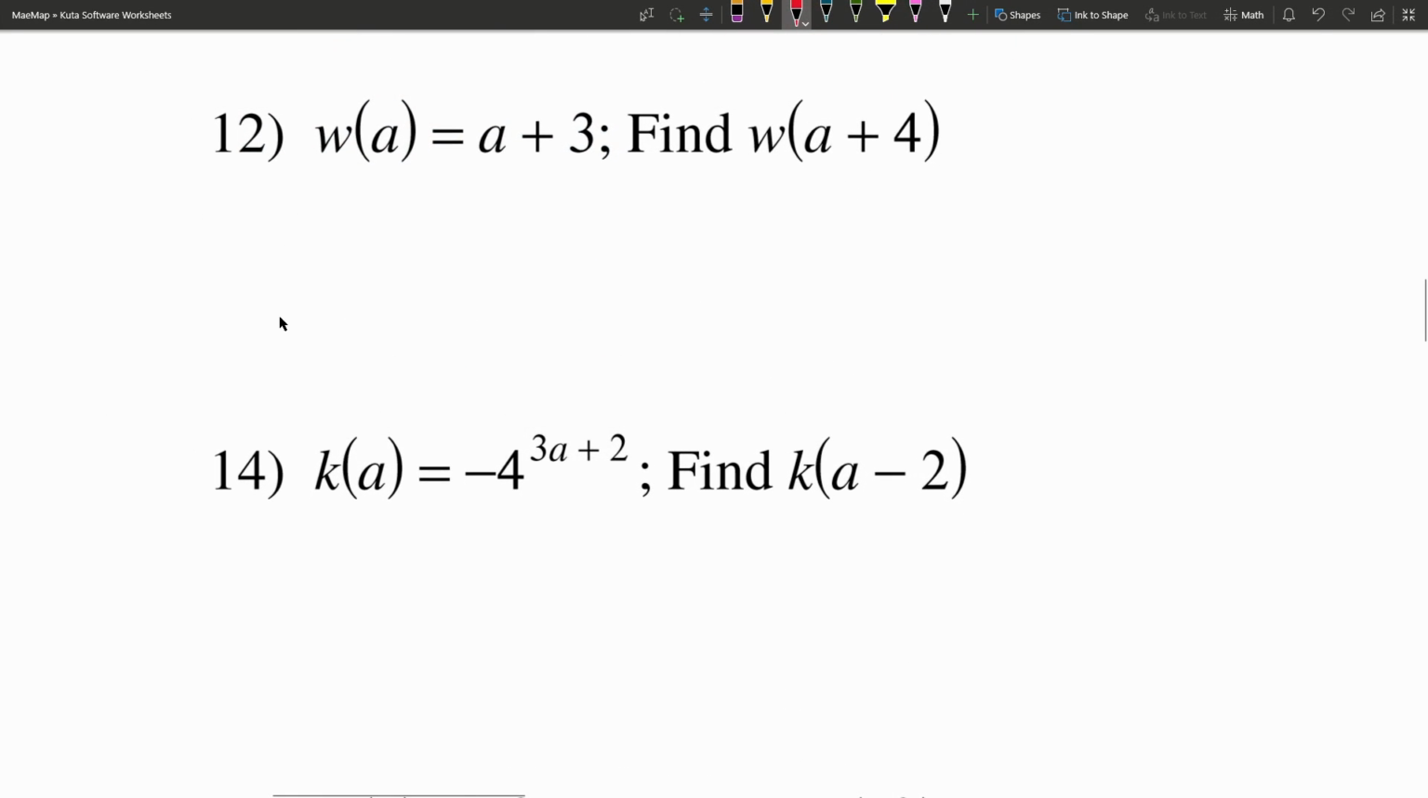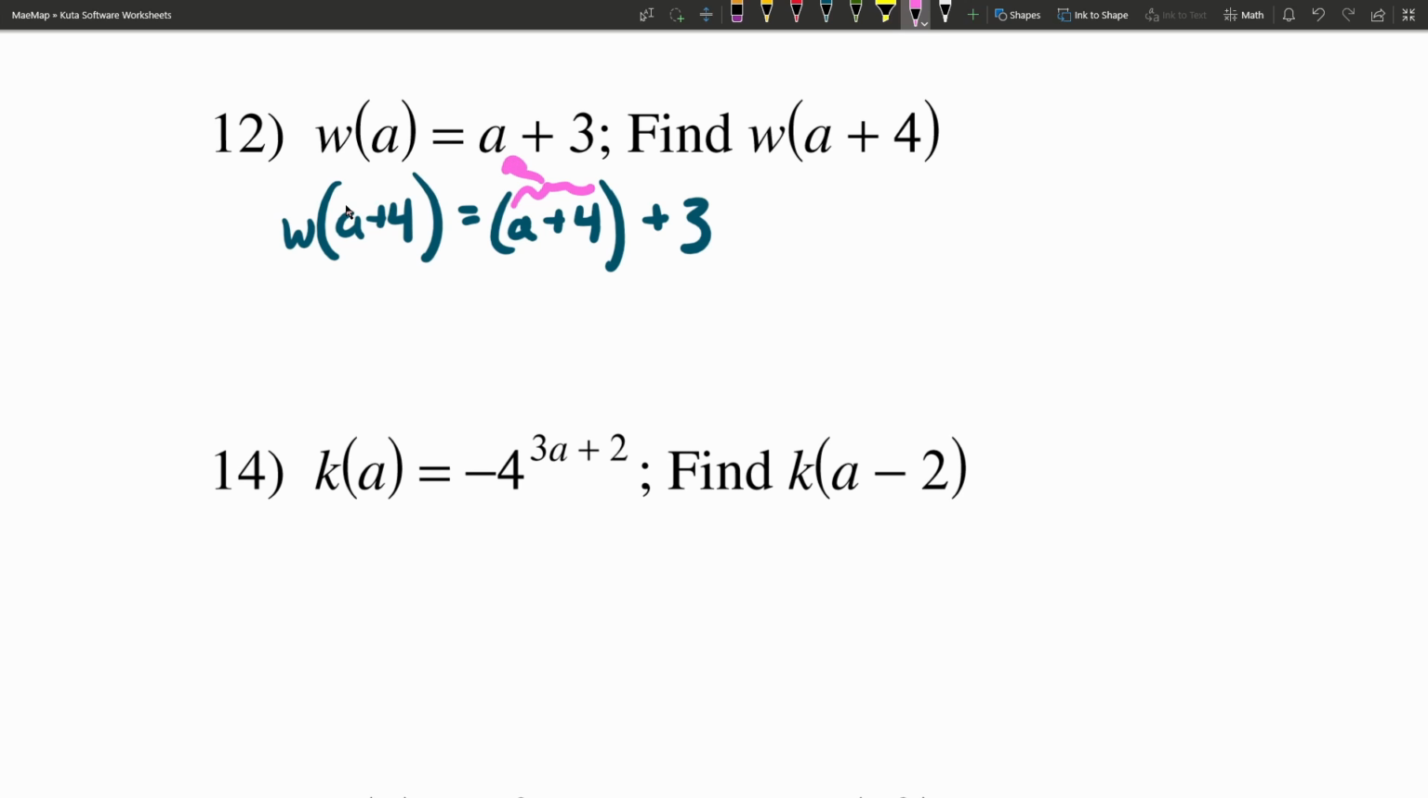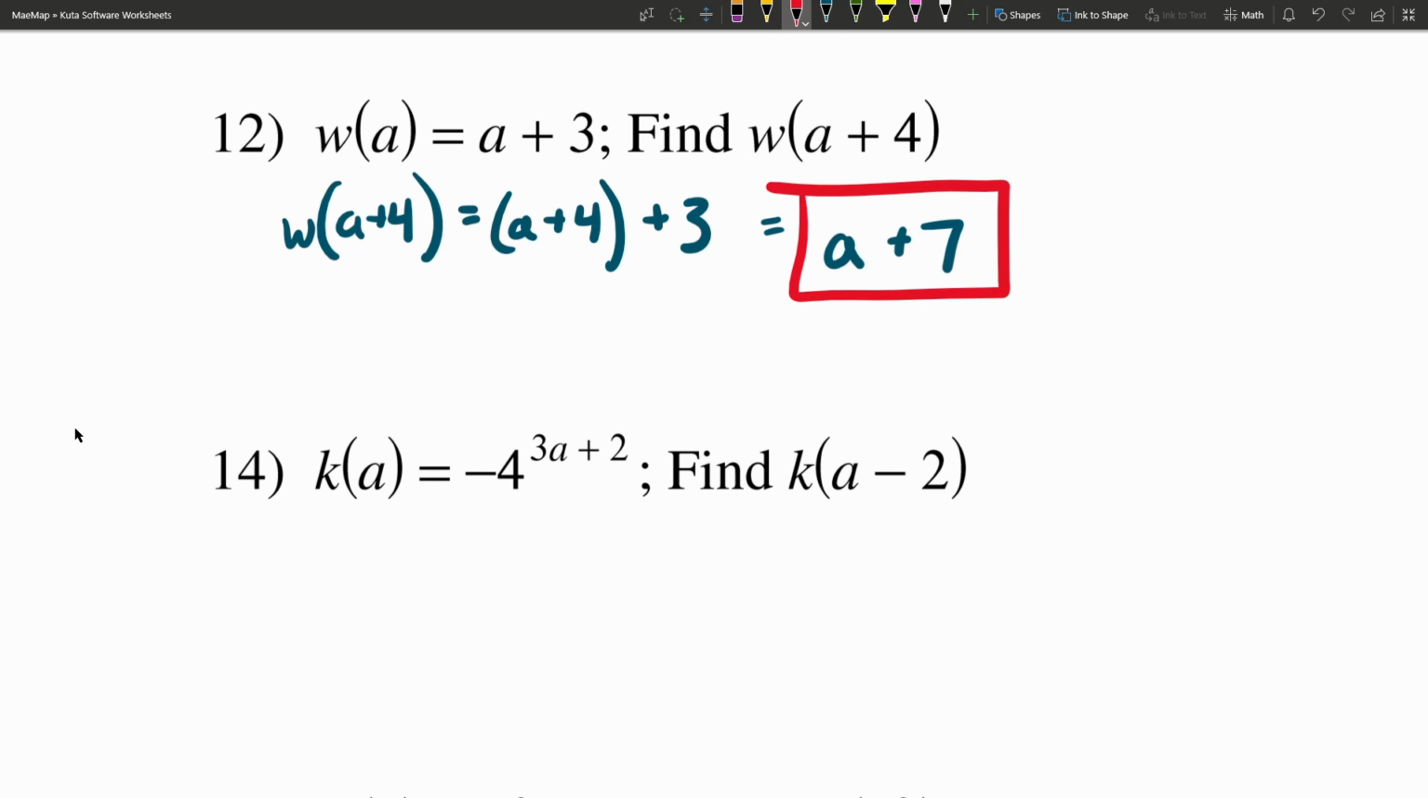Number 12, w of a equals a plus 3. We're going to find w of a plus 4. So w of a plus 4 is going to equal, what are we plugging in for a? We're plugging in an a plus 4. So a plus 4 plus 3. Again, we're plugging in a plus 4 in for a. A plus 4 plus 3 is a plus 7. Let's move on to number 13.